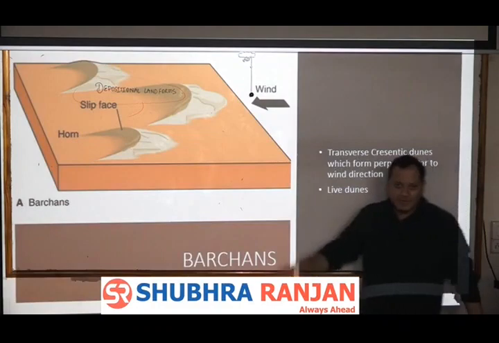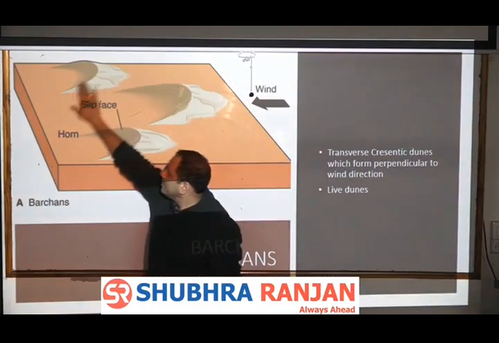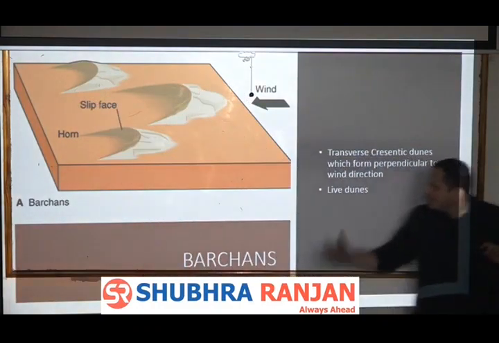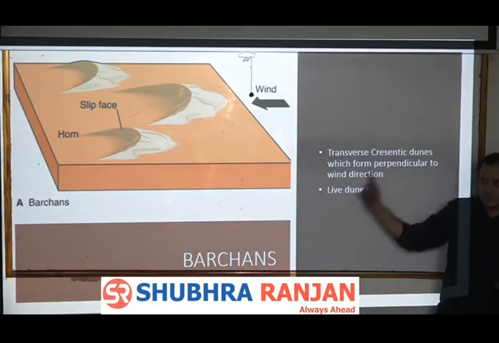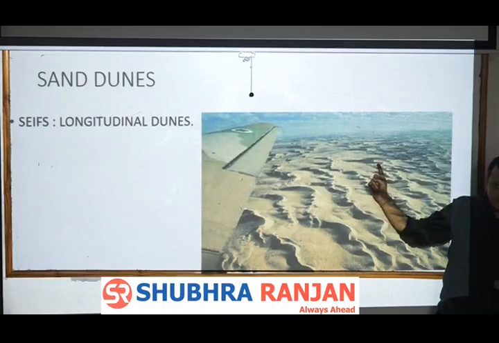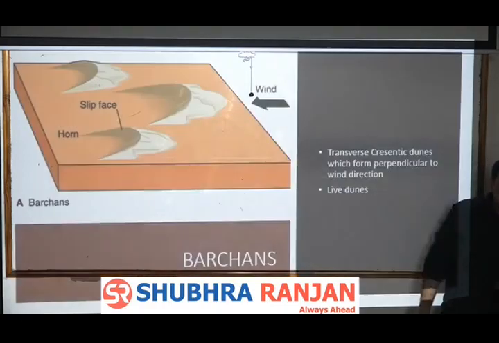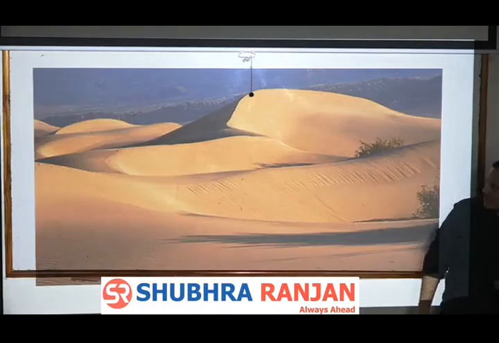This is our common idea of sand dune. So this is barchan. This is a barchan. Transverse, perpendicular to wind direction. This is parallel to wind direction. The most common thing found in deserts is the barchans. And this is how the barchans in real life may look like. Getting it?